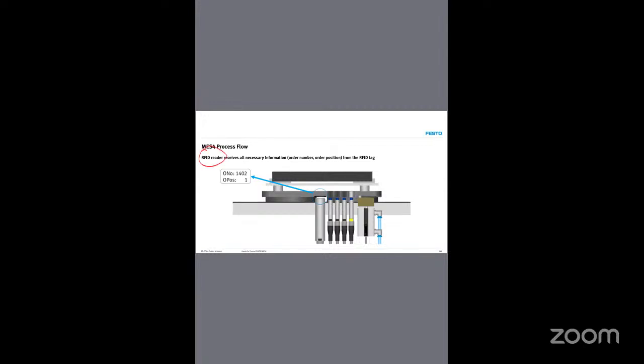Then RFID reading. On the top of this carrier there is an RFID tag. The RFID reader will read that tag. For example, what is included in that tag? Order number 1402, order position 1. Once it is read, the PLC will understand which product this carrier is going to manufacture.